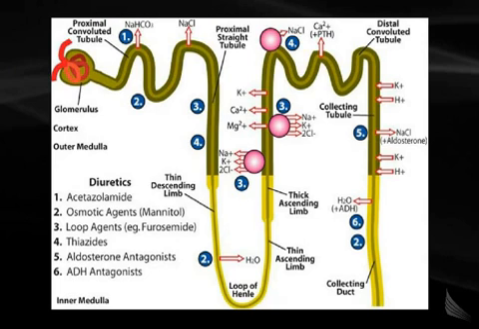Once again, a review of the renal tubule with the site of action of different diuretics listed. You can see here, number 1, acetazolamide acts in the proximal tubule. Osmotic agents also act in the proximal tubule. Loop diuretics act in the thick ascending limb on the sodium-potassium 2-chloride cotransporter. Thiazide-type diuretics work primarily in the distal convoluted tubule. Aldosterone antagonists act in the collecting duct, and ADH antagonists in the medullary collecting duct. We're going to go over each of these in much more detail.